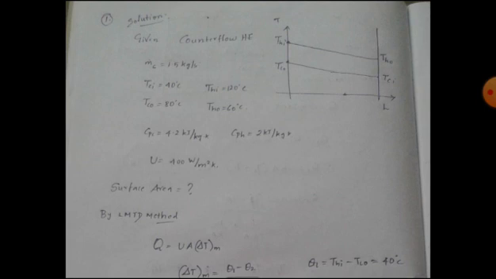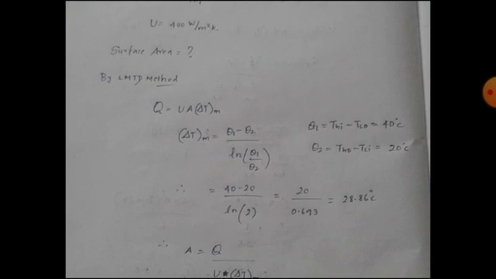Hence, a better way to choose in the correct manner is by plotting a graph. You can choose theta 1 and theta 2 correctly. Therefore, whenever you solve heat exchanger problems, either parallel flow or counter flow, you plot first of all, then there will be no confusion. Theta 1 and theta 2 found out, we are getting 40 and 20 degrees Celsius. Now substitute in this formula, you can get del Tm as 28.86 degrees Celsius.